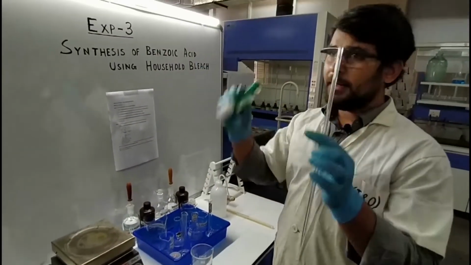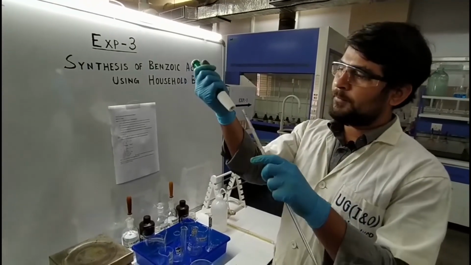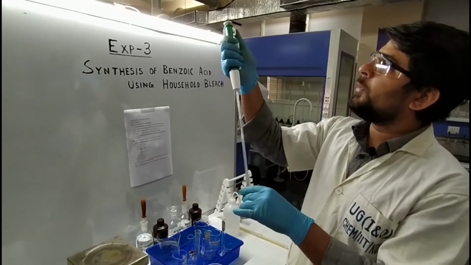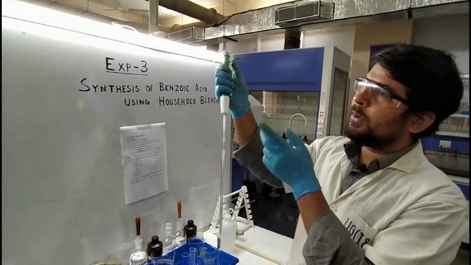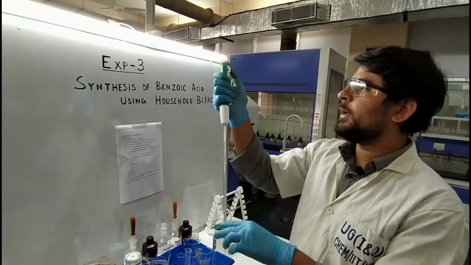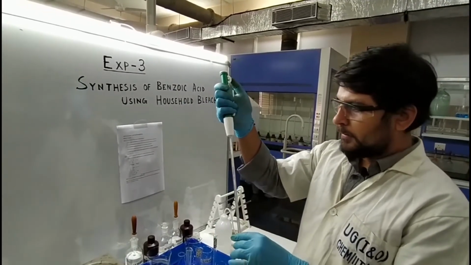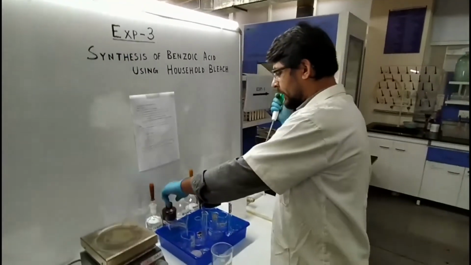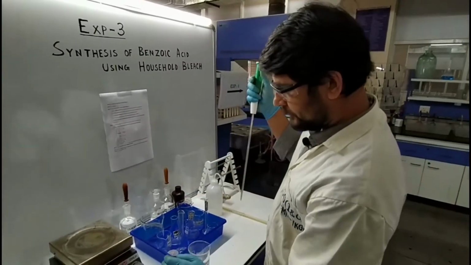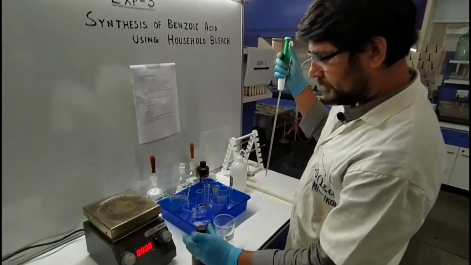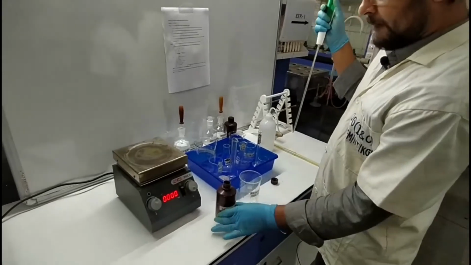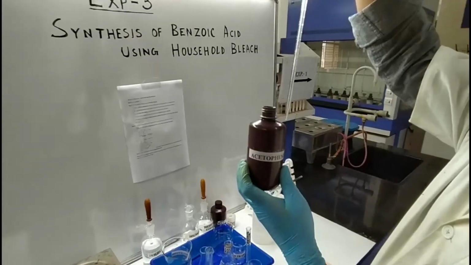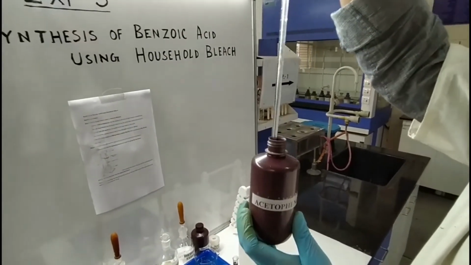This is the pipette, this one is the pipette pump, and first of all we have to install it this way. If we scroll it up, the solution automatically goes up. If we scroll it down, the solution falls into the respective container. So first I am going to take acetophenone. How much do we have to take? 0.72 ml.